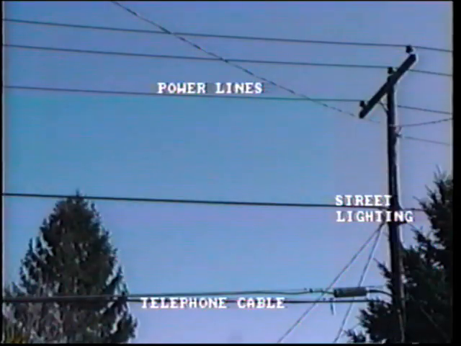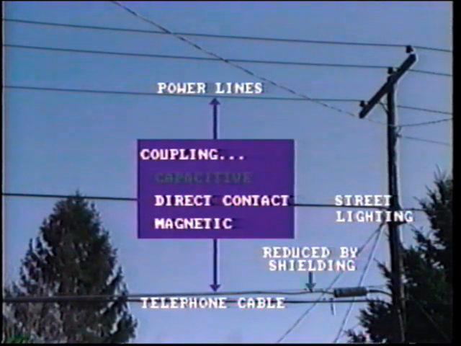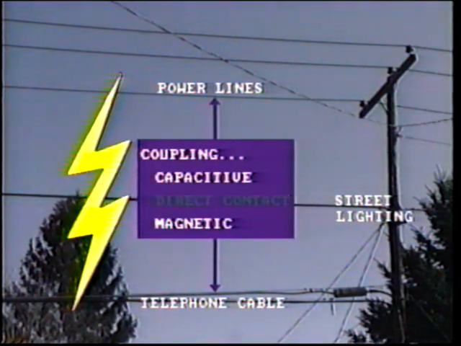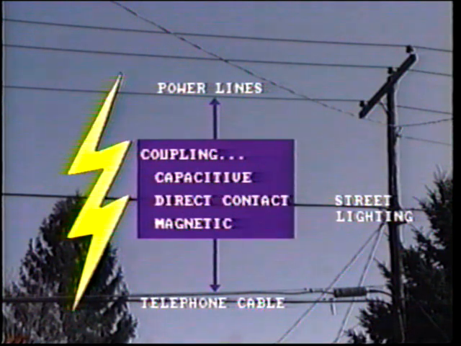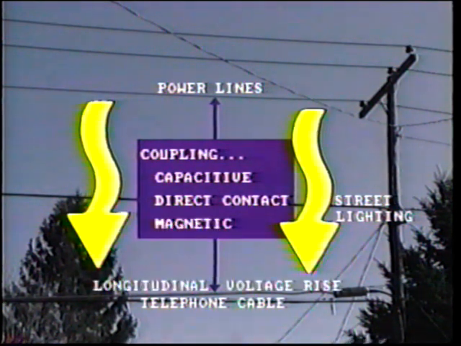Let's look at these items in more detail and see how they affect the telephone circuits. First, mutual coupling, which may be capacitive, direct contact, or magnetic. Capacitive effects are, in most cases, reduced by shielding around cables. Direct contact refers to the rare instance of direct contact being made between power line and telephone line conductors. Most of our problems stem from magnetic coupling, which induces longitudinal voltage rise.